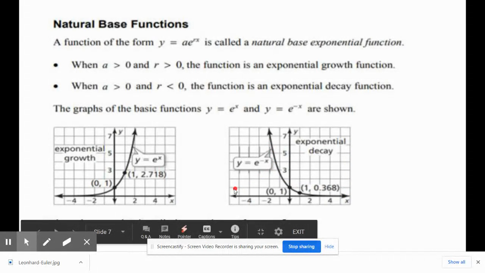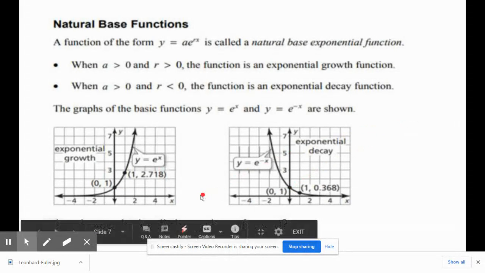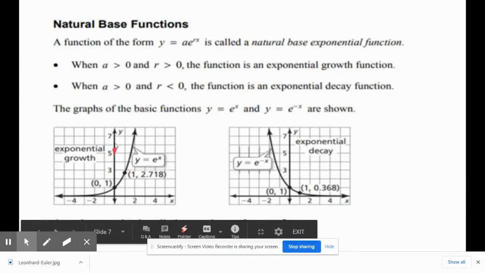In either case, our x-axis serves as a horizontal asymptote that the graph approaches. Both graphs go through the point (0, 1). The domain on both graphs is all real numbers. As you move from left to right, you can always see points on that graph. And the range on both graphs is starting at 0. We don't see anything below 0, and then it goes all the way up to positive infinity.